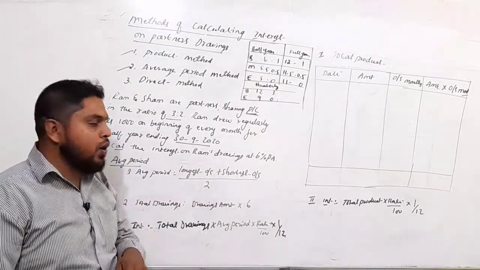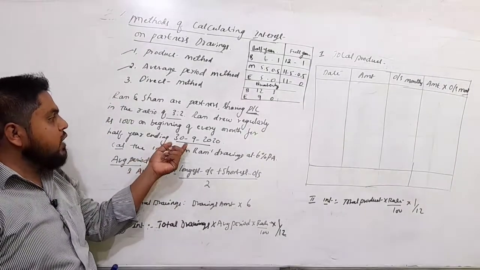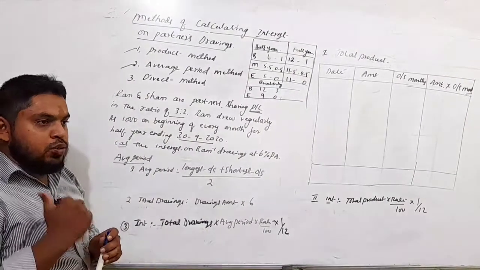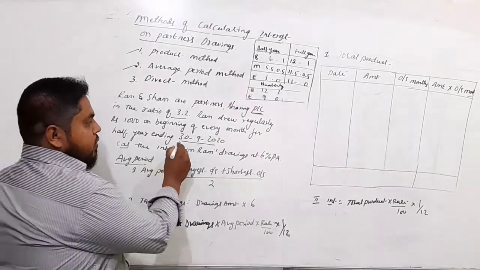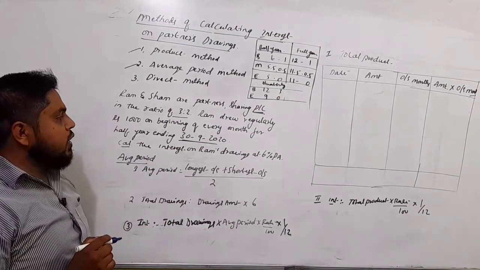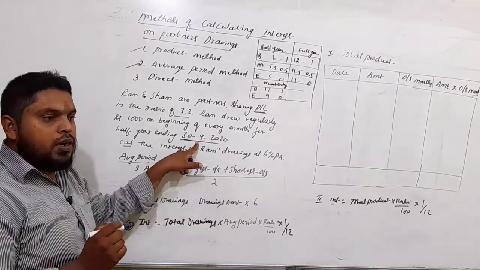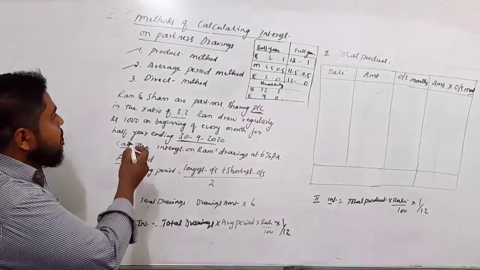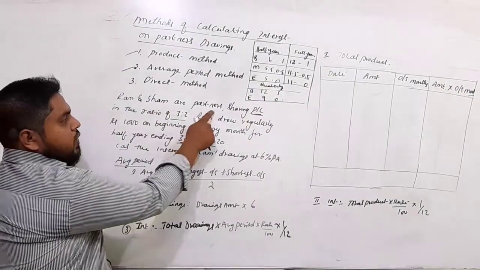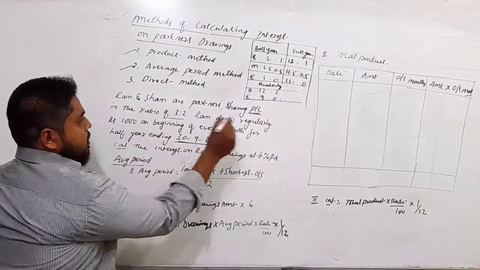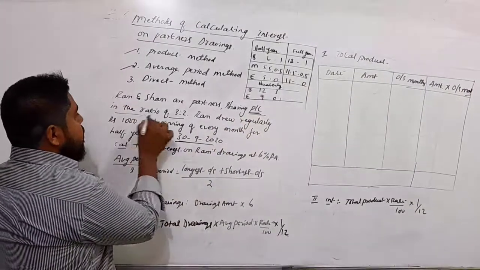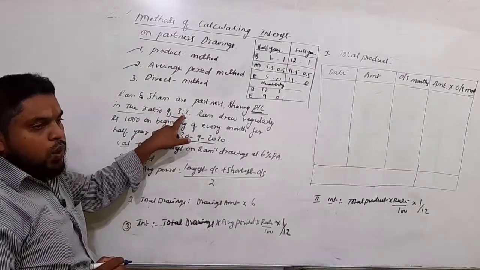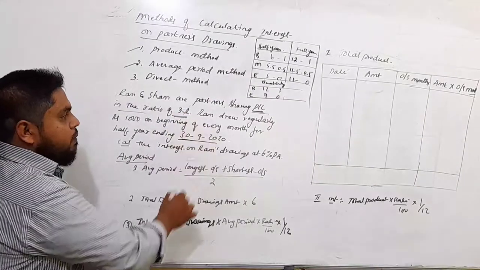In the first video class, I showed the calculation of interest if the partner withdrew the amount for the full year. In today's session, I will discuss withdrawals only for the half year. If a partner took the amount from the partnership firm business only for the half year. Example: Ram and Shyam are partners sharing profits and losses in the ratio of 3:2. While calculating the interest on partners' drawings, we have to ignore this ratio.